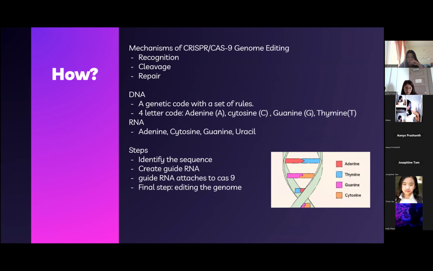Now that we know the uses of CRISPR, let's move on to how it works. The mechanisms of CRISPR-Cas9 genome editing can be generally divided into 3 steps: recognition, cleavage, and repair. In the recognition stage of the CRISPR system, the CRISPR system locates the DNA it is programmed to find.